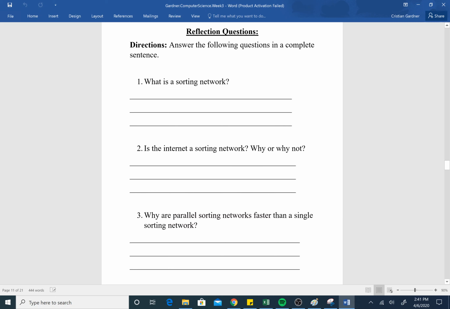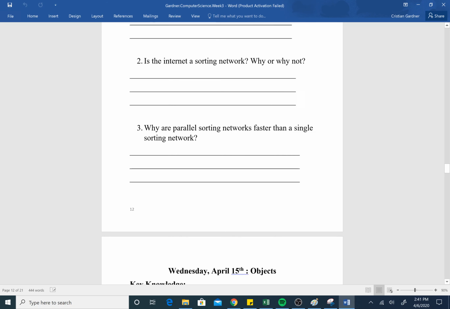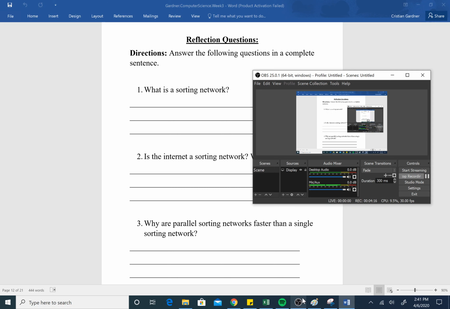What is a sorting network? Is the internet a sorting network? Why or why not? Why are parallel sorting networks faster than a single sorting network? Go ahead, get started. Good luck.